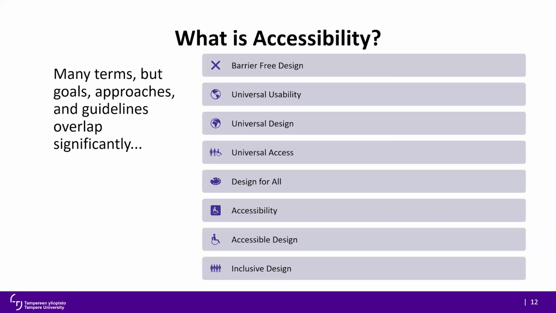So what is accessibility? There are a lot of terms, approaches, and guidelines. The most well-known are, for example, barrier-free design, universal usability, universal design, universal access, design for all, accessibility itself, accessible design, and inclusive design. This is not a definitive list of the terms you have encountered. There are many of those. And people use these pretty loosely, depending on where they are coming from. But more or less, they are aiming for the same thoughts.